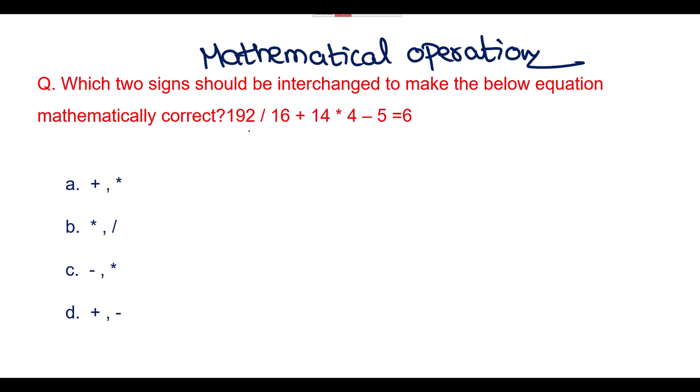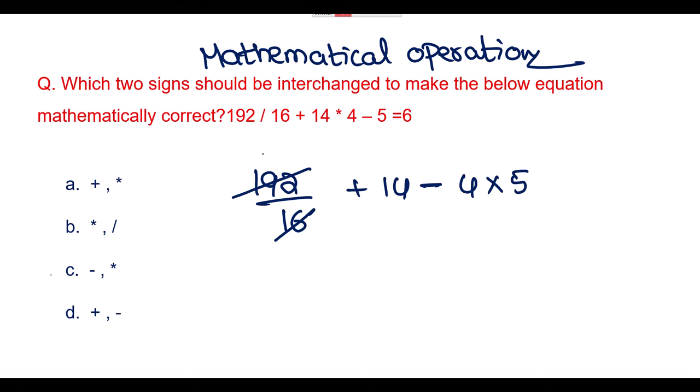Fine. Don't disturb this division because we want a small value on the right side. So this division should happen. So division cannot be disturbed. If you go for trial and error, try option C: 192 divided by 16 plus 14, and the multiplication or subtraction, so the subtraction must be changed to multiplication. Here we will get 12, 12 plus 14 is 26, minus 20, which is equal to 6. So option C is best suitable.